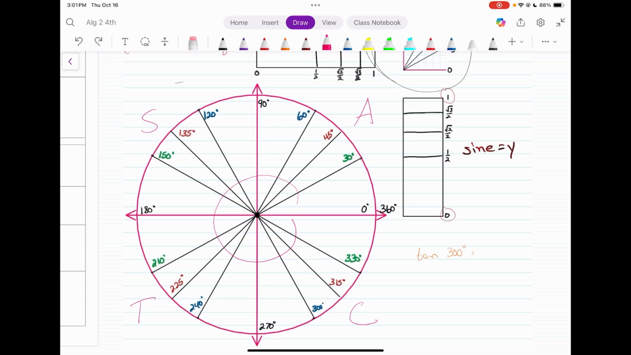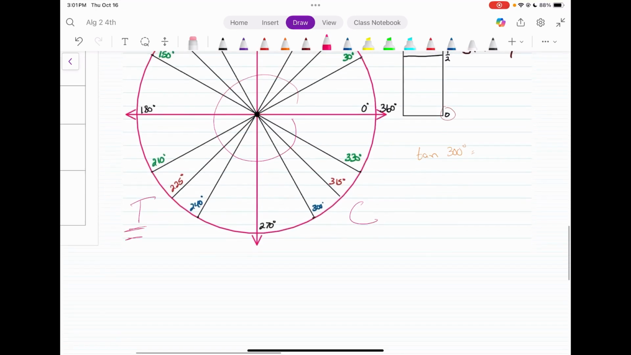In this first quadrant up here, everything is going to be positive. In the second quadrant, only sine is positive. In the third quadrant, only tangent is positive. In the fourth quadrant where we're at, only cosine is positive. So therefore, at 330 degrees, cosine is the only positive, which means sine and tangent would both be negative. So therefore, my answer here is going to be negative.